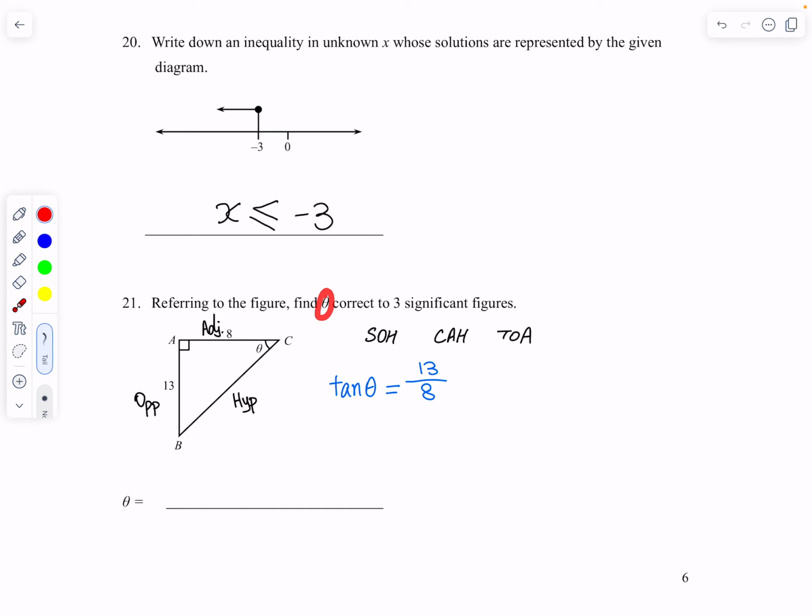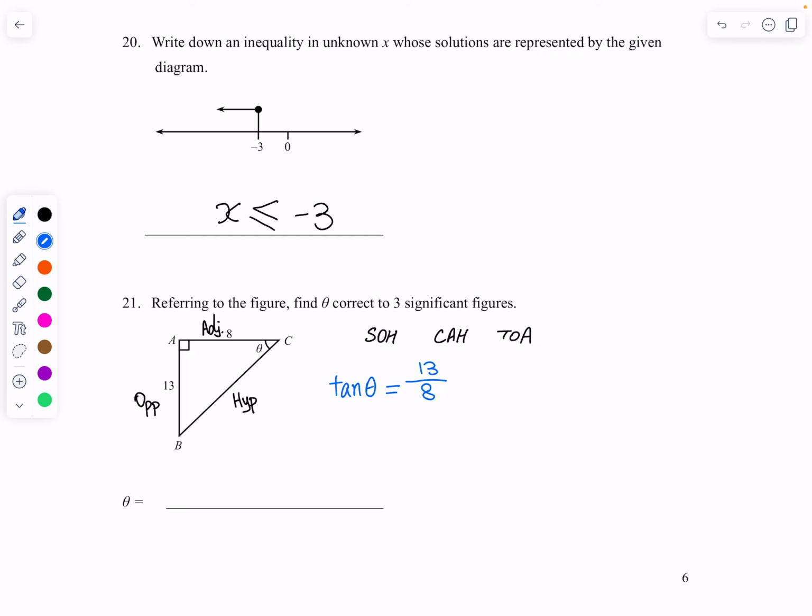Now the question needs theta. हमें theta सिर्फ चाहिए. We don't need the tangent. अगर आपको tangent नहीं चाहिए हो तो we click shift tangent in your calculator. Shift tangent 13 over 8. अभी click करके देखिए क्या आता है.